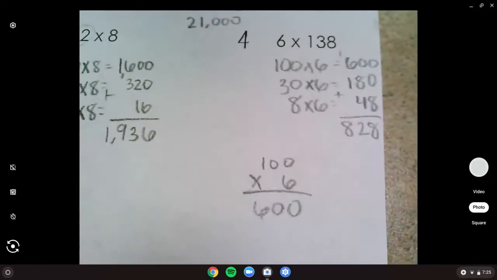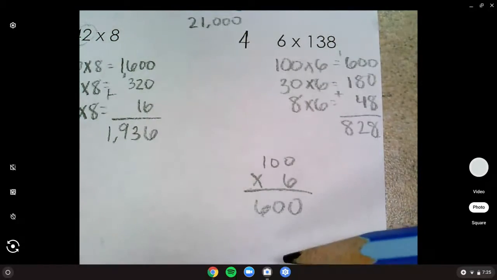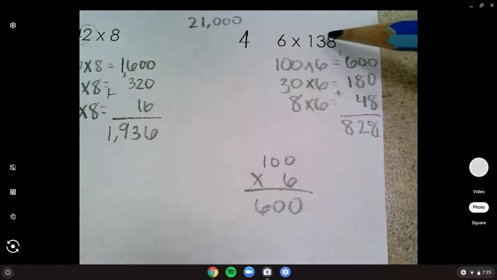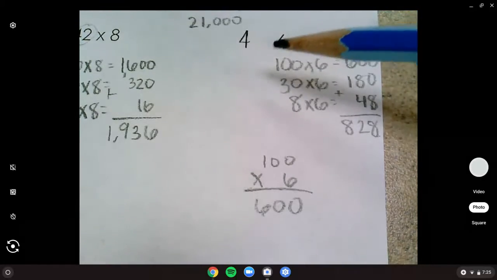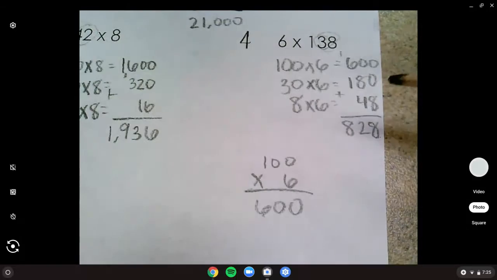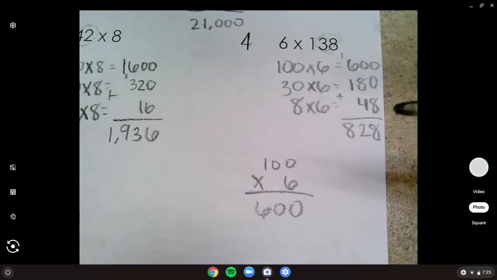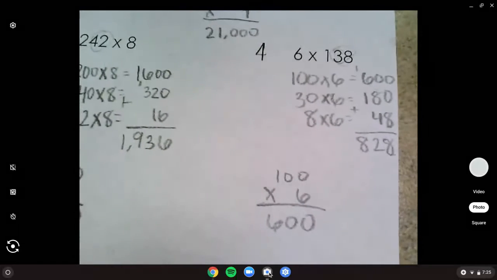And number 4, we should have gotten a product of 828, and our estimate was 600. And again, when we rounded, we took away 38, and we took that away 6 times. It's like 38 plus 38 plus 38 plus 38 plus 38 plus 38. I think that was 6. That's going to get us over 100 off. So these are actually pretty reasonable.